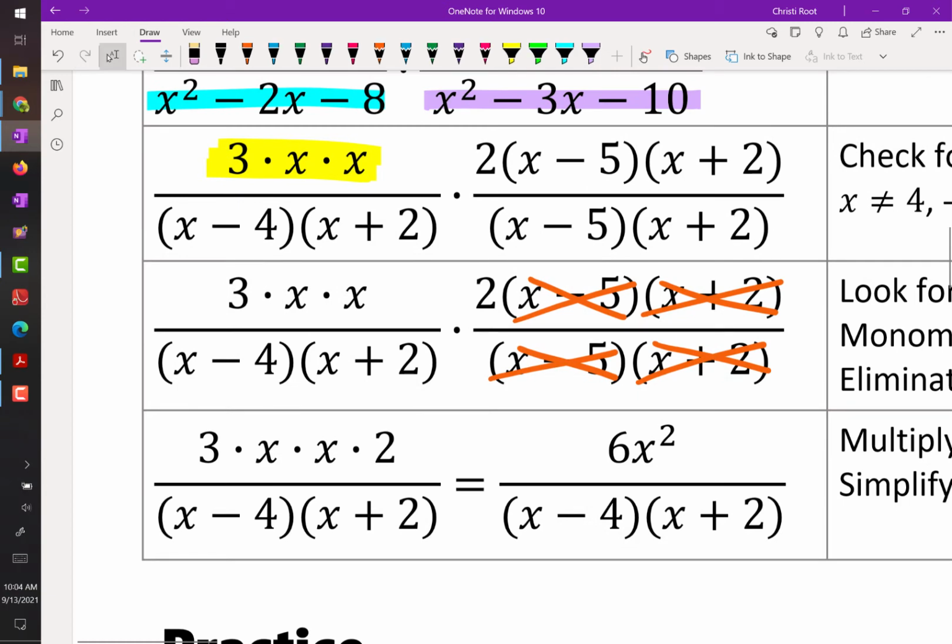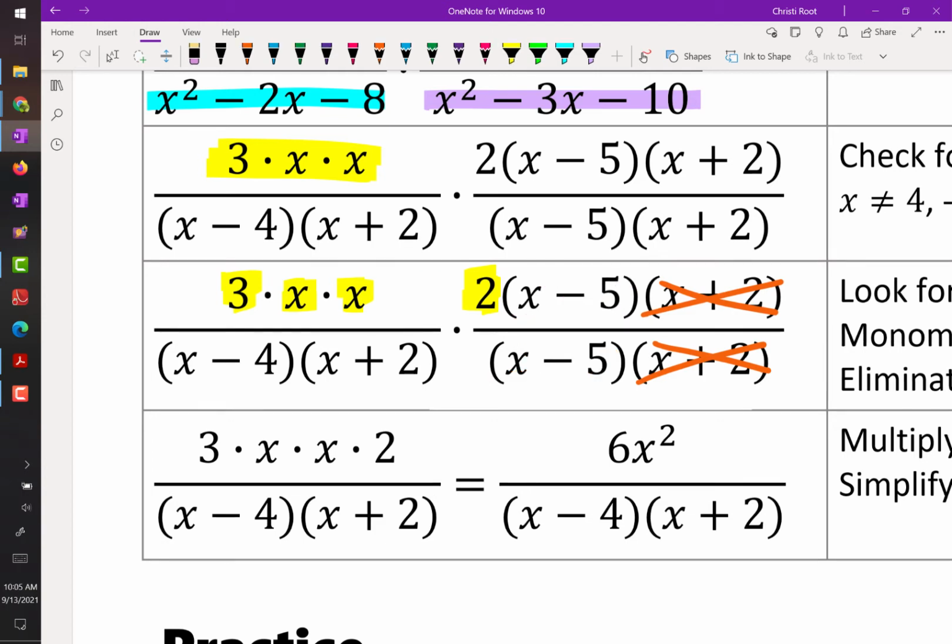Okay, so now what you do is you look at monomial factors. So my monomial factors, I have a 3, an x, and a 2. Notice they are all in the numerator. I can't do anything about any of those because I can't cancel anything out unless it has a common factor in the top and the bottom. Okay, so that's kind of out.